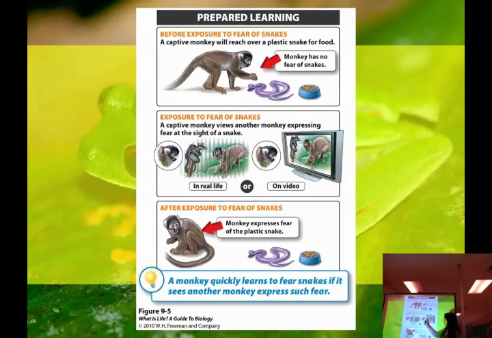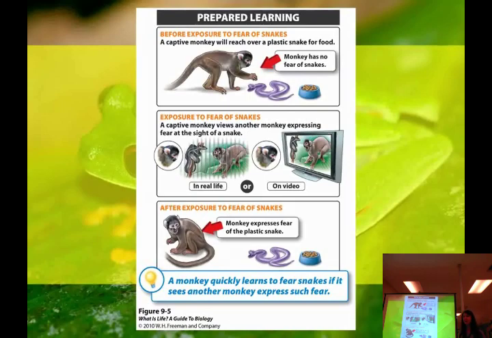However, if you expose a captive monkey to another monkey who expresses fear at the sight of snakes, so if he sees a monkey in real life who's afraid of snakes, or if you just show him that action on a video, the next time he will immediately become fearful of the plastic snake. Even though nothing has ever happened to him, these monkeys have passed along that fear of snakes. So a monkey quickly learns to fear snakes if it sees another monkey express such fear.